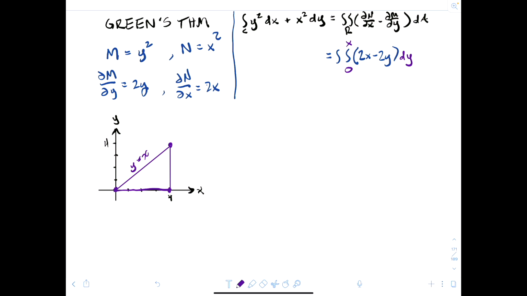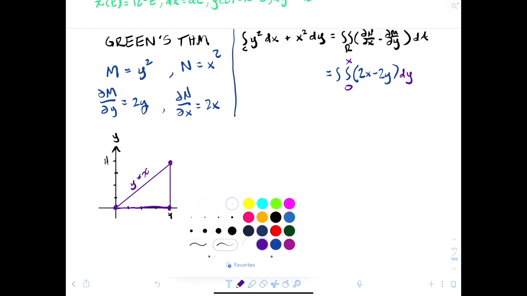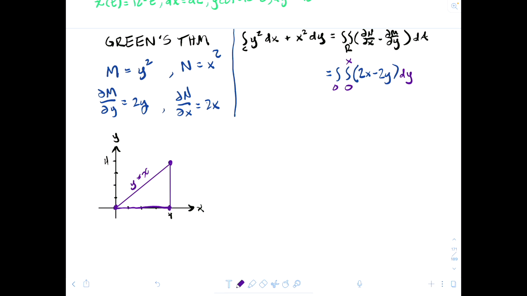Now, for our dx, what's going to happen is we're going to be moving along from what to what? Now you want it in terms of constants, right? So for our dx, it's going to be from 0 to 4. Cool? And let's do it. So we can take that 2 out, and we'll have the integral from 0 to 4, from 0 to x, of x minus y dy dx.